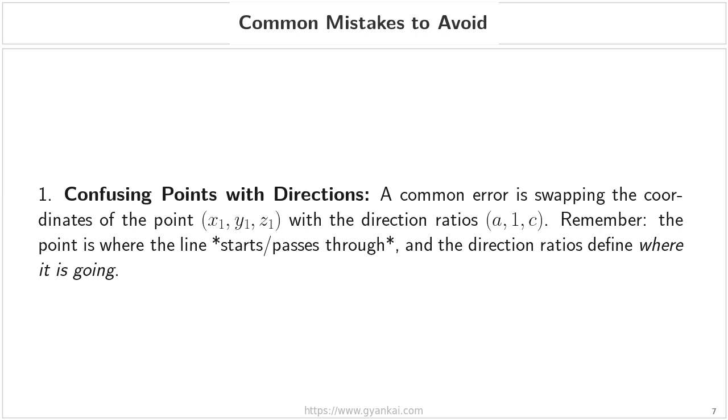To keep this straight in your head, just remember, the point is your fixed anchor. It is where the line starts or passes through, whereas the direction ratios act like a compass, defining the direction in which the line is going.